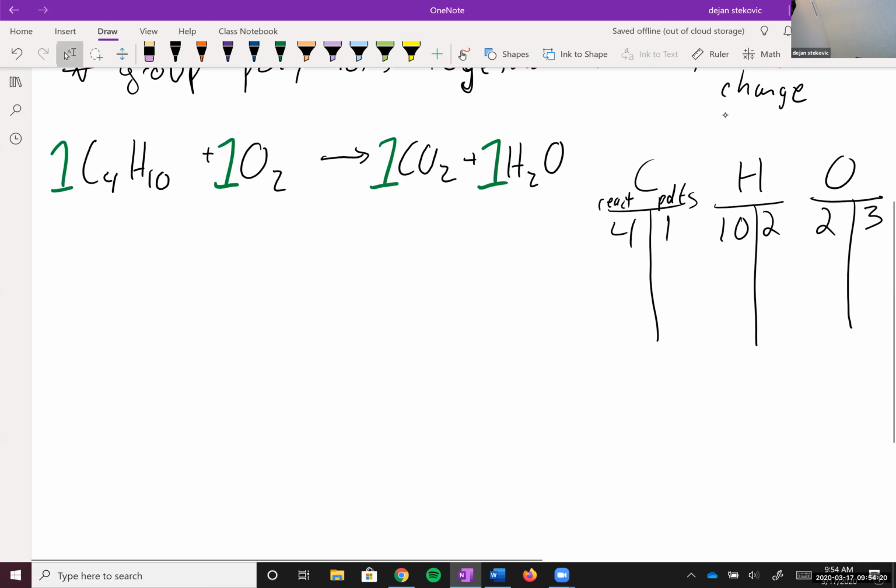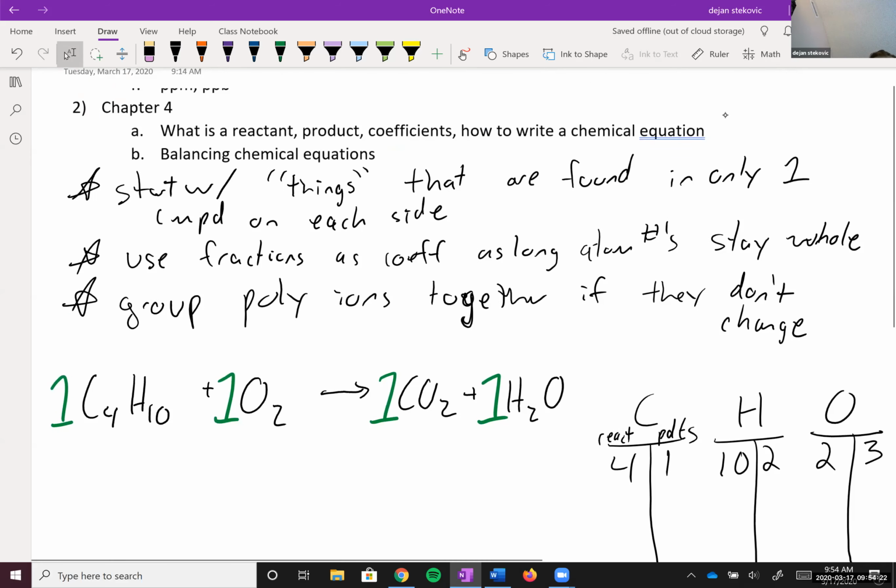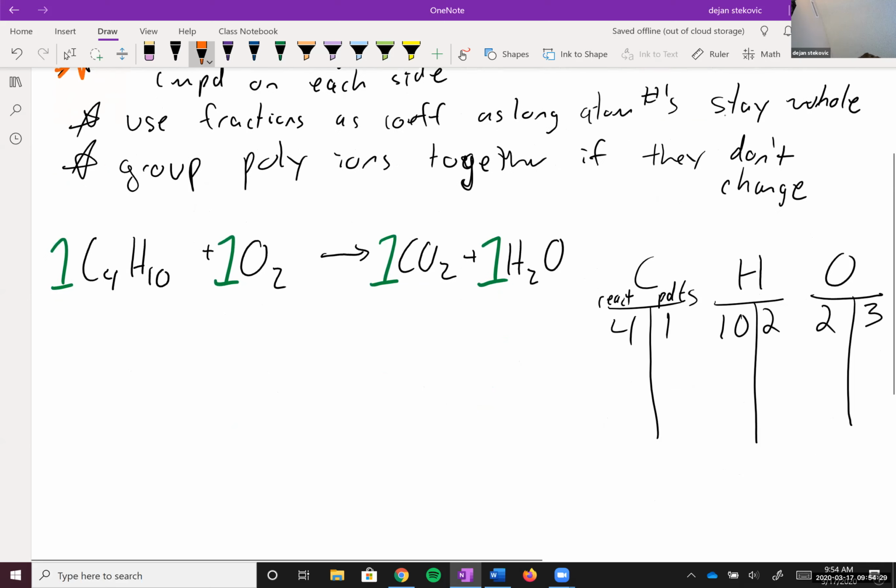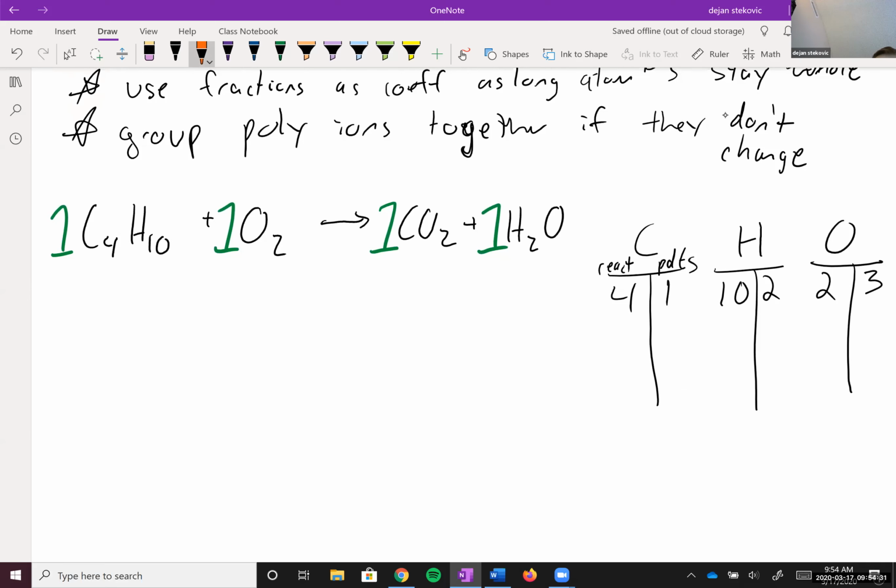So the next question is, where do you start? And so we're going to use one of our tips here, right? Start with the thing that is found in only one compound on each side. So in this case, the carbon, you can see it's only found here on this side, and it's only found here on this side. So we could start with carbon. Hydrogen, it's only in the C4H10 and only in the water. So you could start with hydrogen. And then oxygen, here only in the O2, but here in the carbon dioxide and the water. So you do not want to start with oxygen.